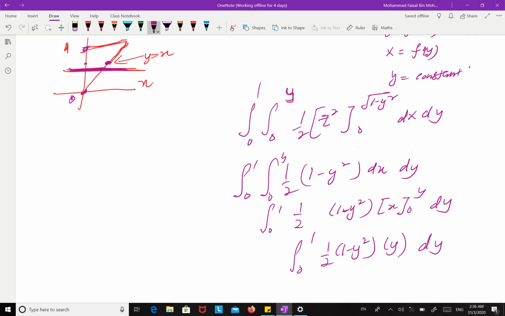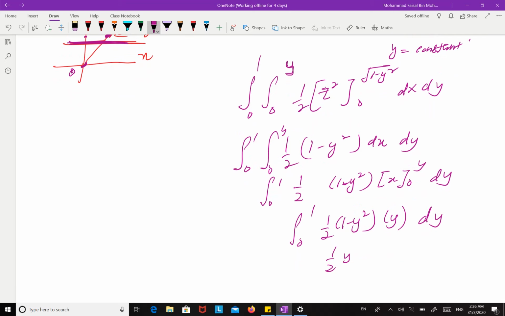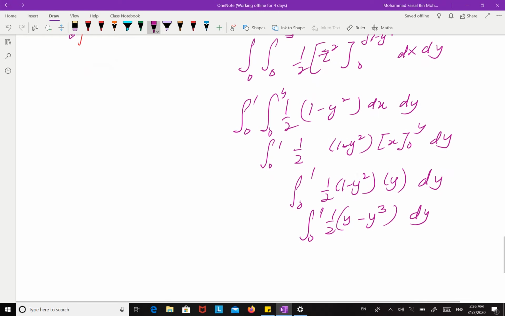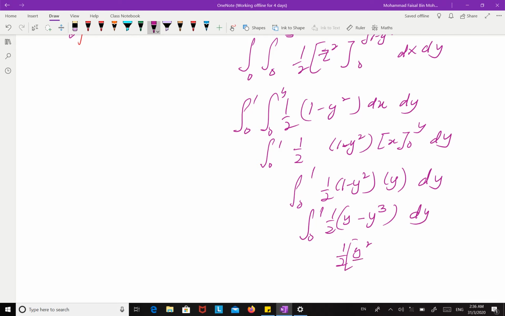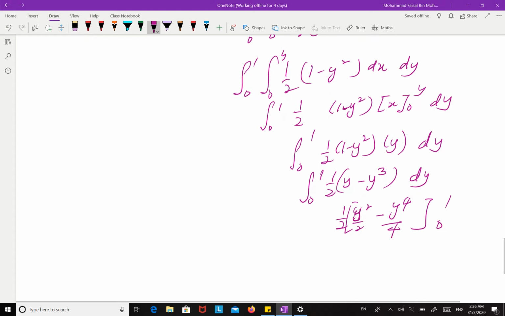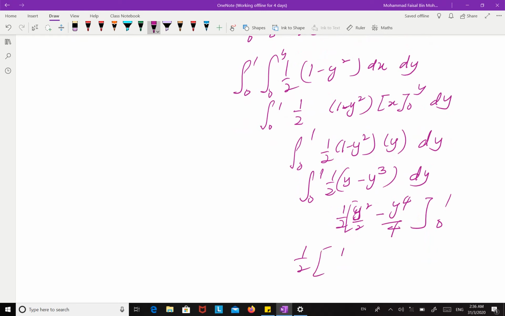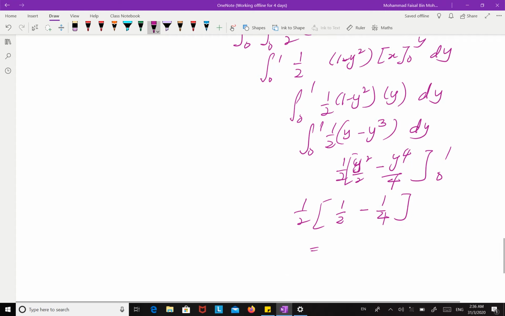To integrate this, you have to expand first. If you expand this, you have half of y minus y cubed from 0 to 1. Then you have half of y squared over 2 minus y to the fourth over 4, from 0 to 1. Then you have half of 1 over 2 minus 1 over 4. So this is 2 over 4 minus 1 over 4, which is 1 over 4, and half of that is 1 over 8.